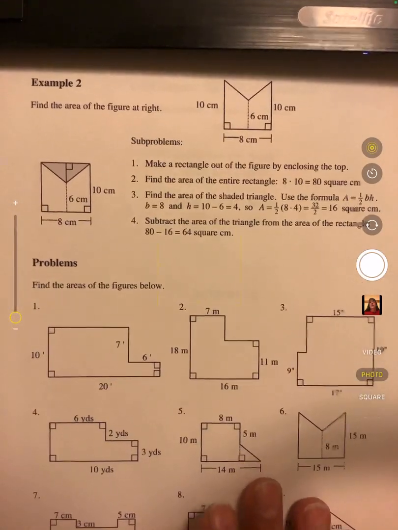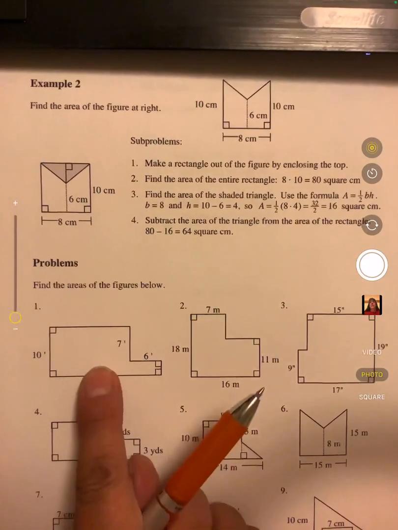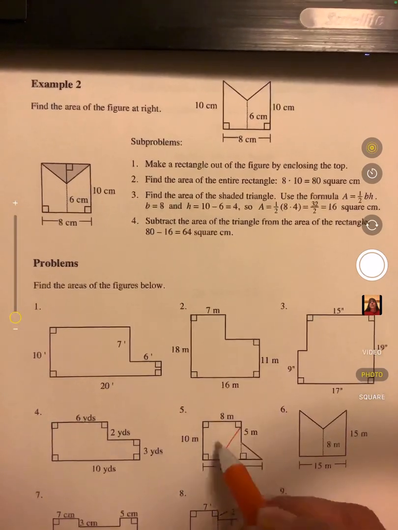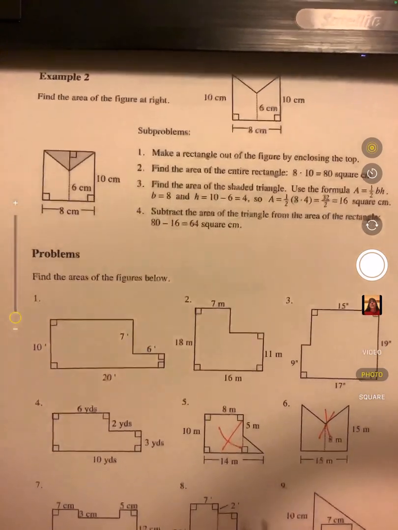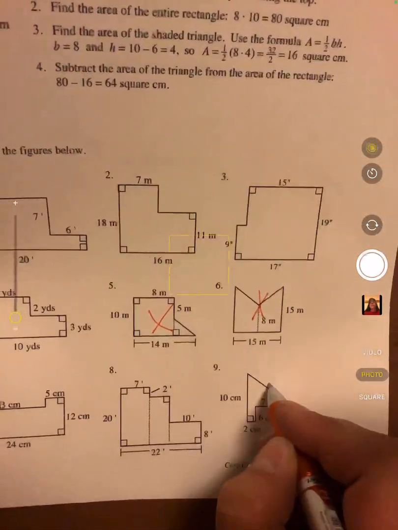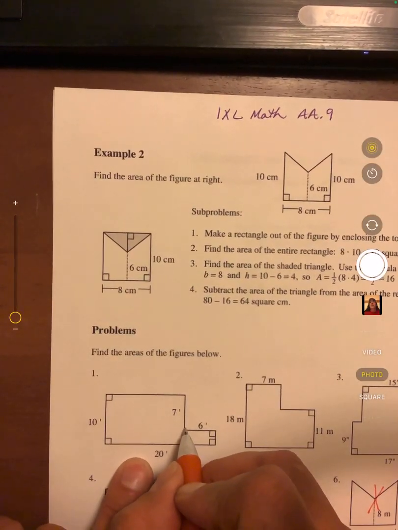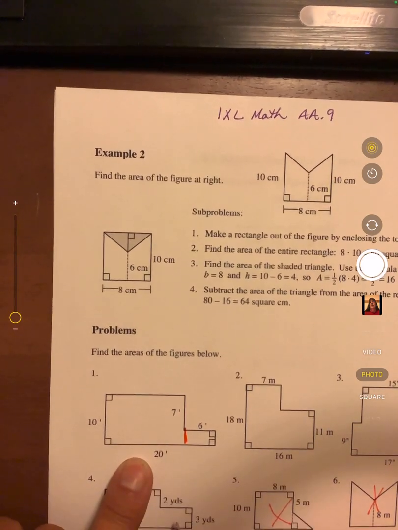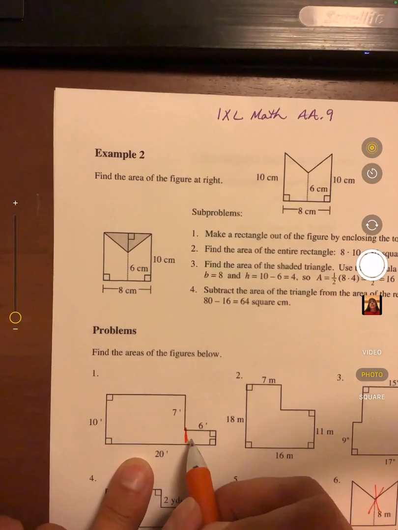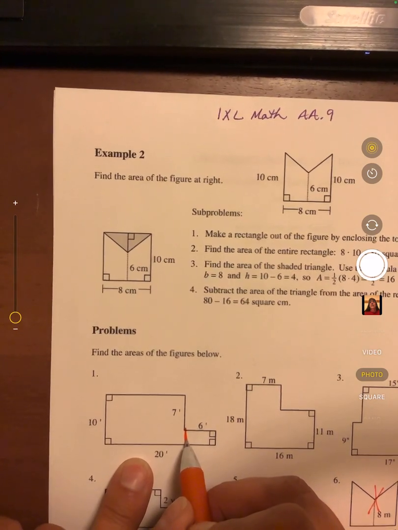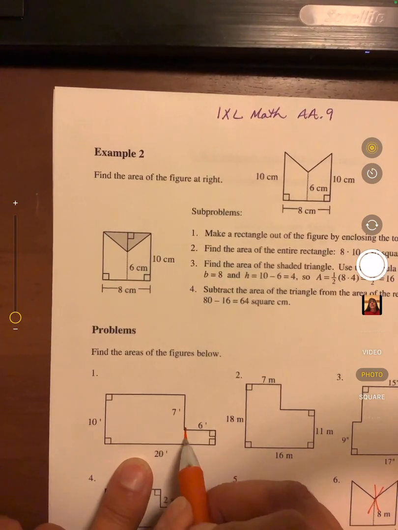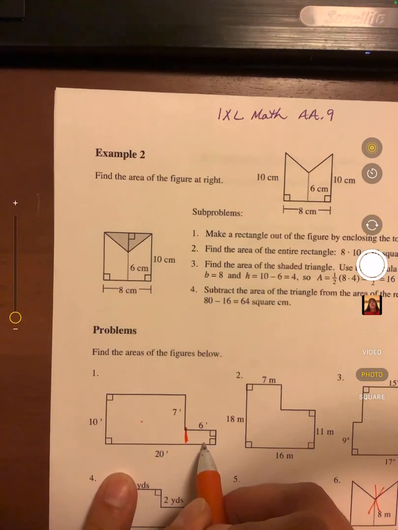So we're going to get shapes like this. I'm not going to worry about this one or this one, or this one or this one. Okay, so if I look at this, if I draw a line down here, that tells me that I have two rectangles, one here and one here.